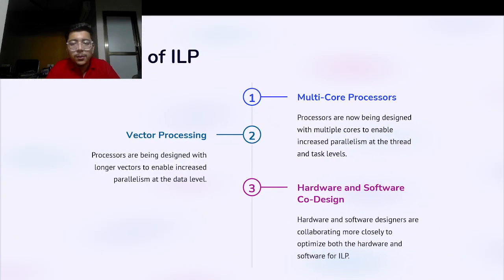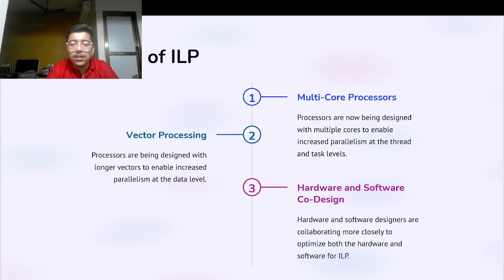What can be the future of ILP? Future of ILP in multi-core processors. ILP is often offered in multi-core processors like dual-core processors, Intel Pentium, and many other dual-core processors. Processors are now being designed with multiple cores to enable increased parallelism at the thread and task levels. Vector processing is also used. Processors are being designed with longer vectors to enable increased parallelism at the data level.